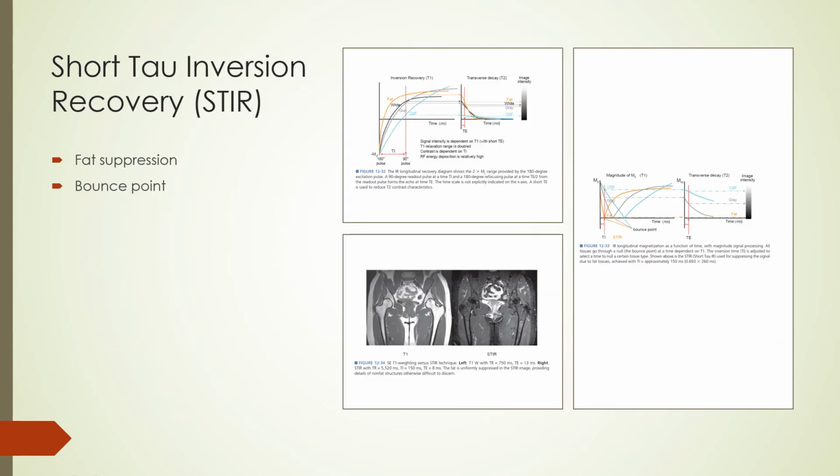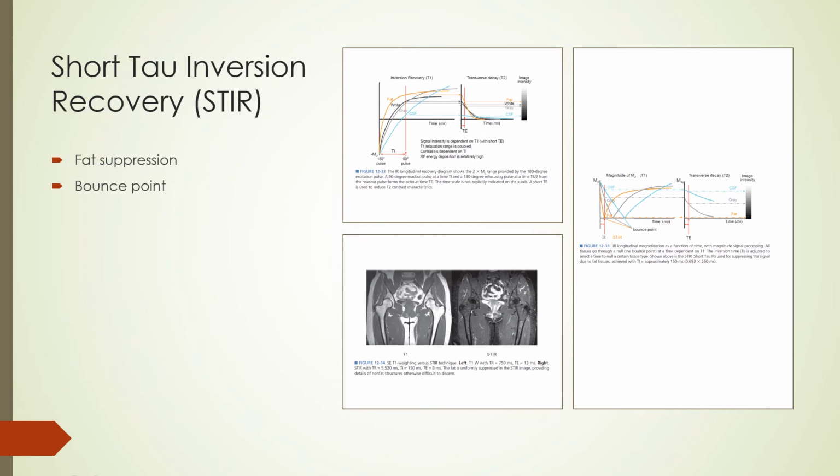A special application of the inversion-recovery pulse sequence is short tau inversion recovery. Short tau inversion recovery starts with a 180-degree inversion pulse, causing the longitudinal magnetization Mz to start at negative 180 degrees as shown in the top left figure. Once the recovery reaches the 0-degree line, a 90-degree pulse is applied as shown. The effect of the 90-degree pulse is to create a bounce point as shown on the 0-degree line on the right figure. All tissues go through the bounce point.